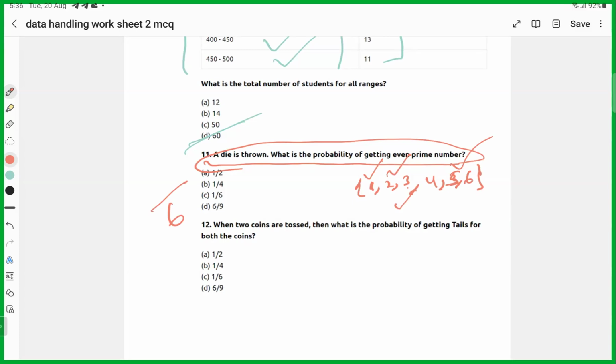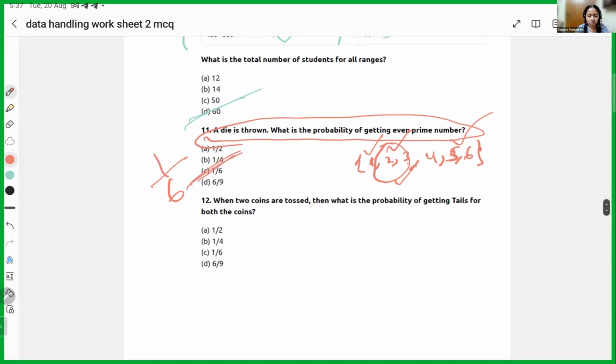What do you mean by even prime? 2 is divisible by only 1 and itself. The only even prime number is 2, so the expected outcome should be only 1. That is 2. So 1 by 6. The answer is 1 by 6.